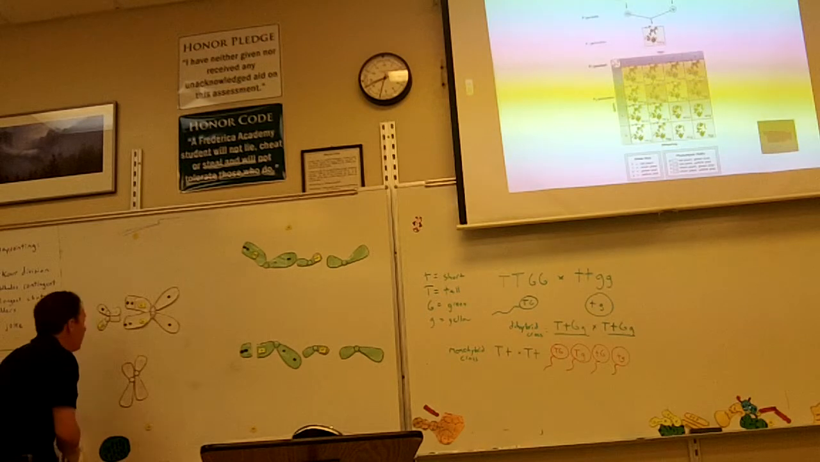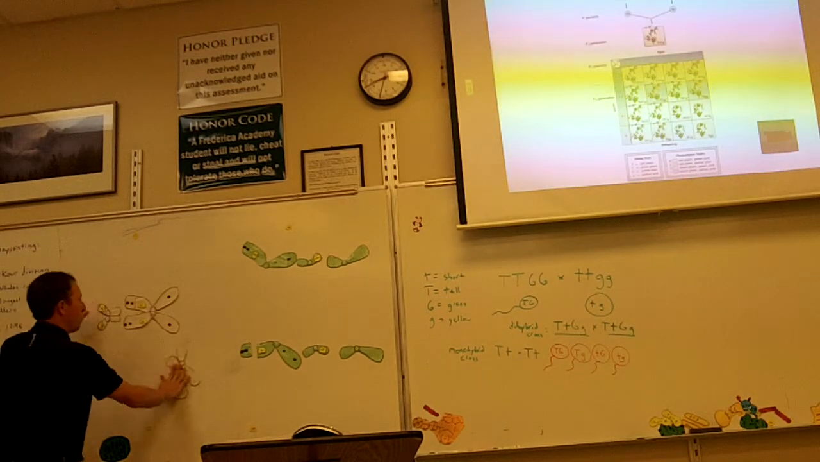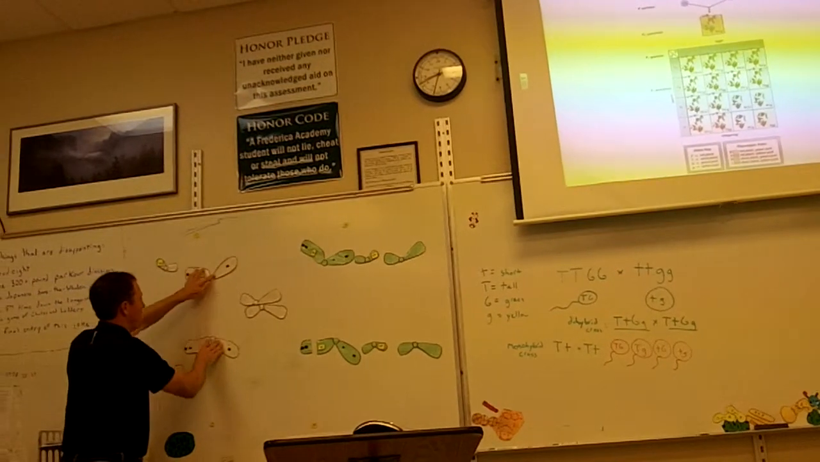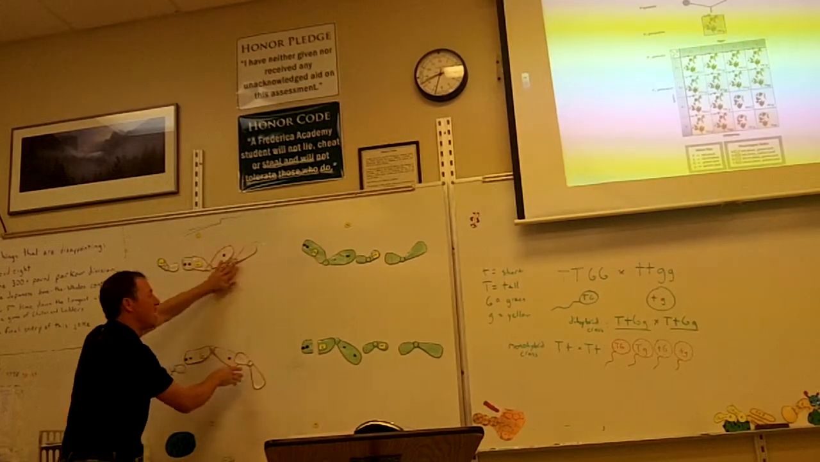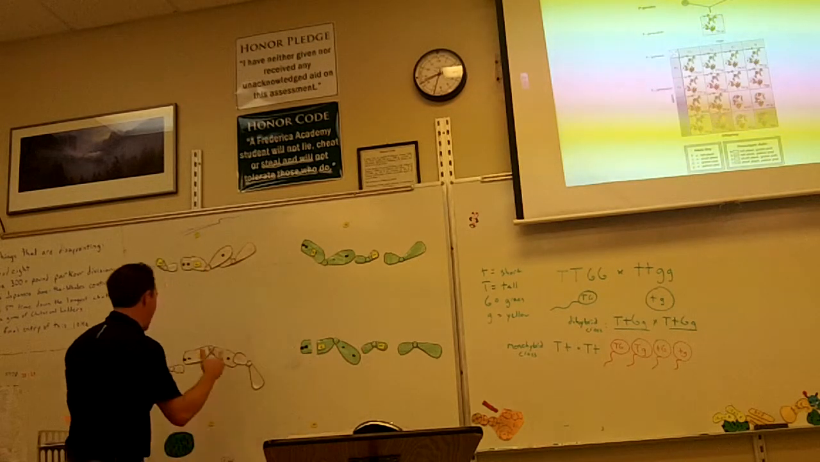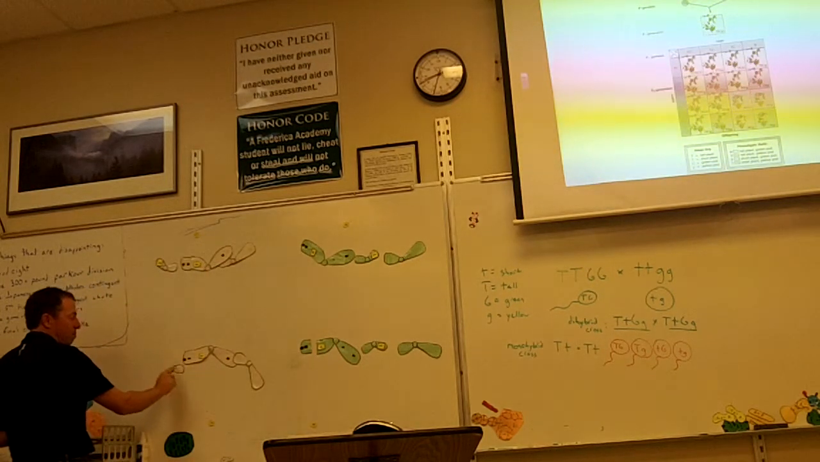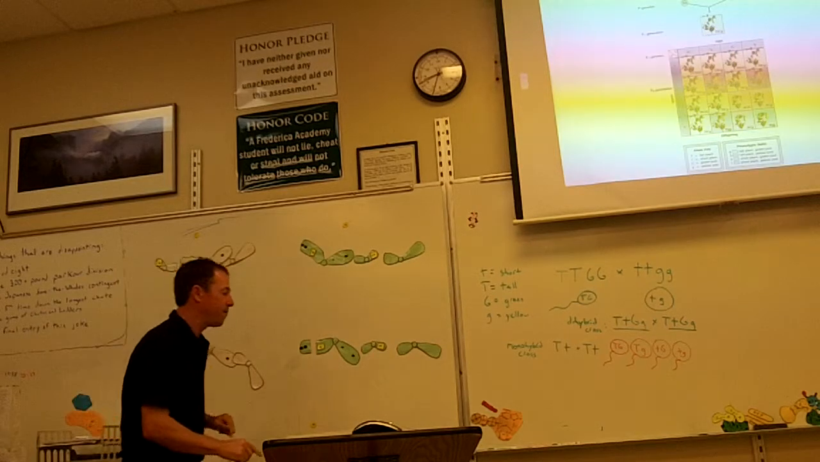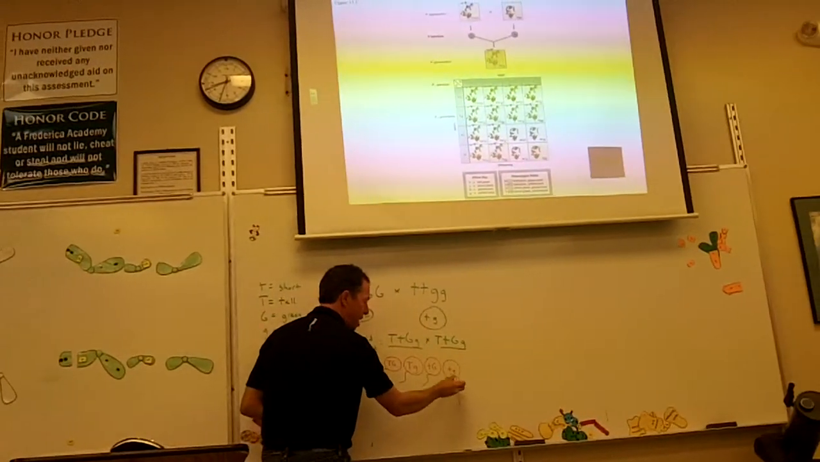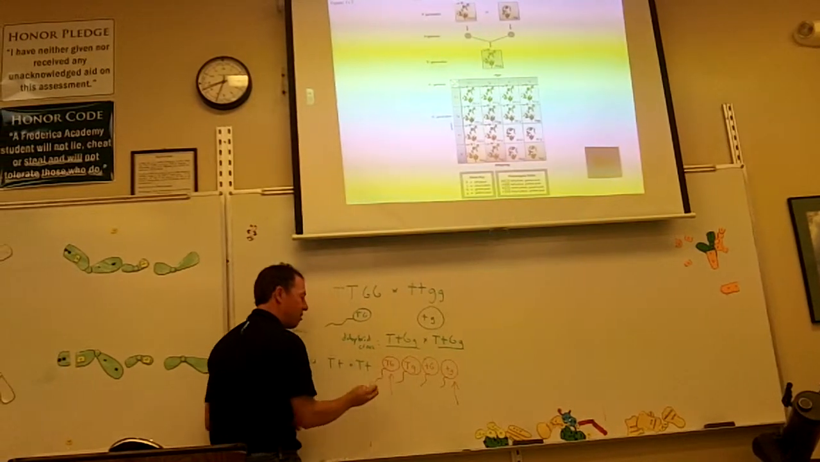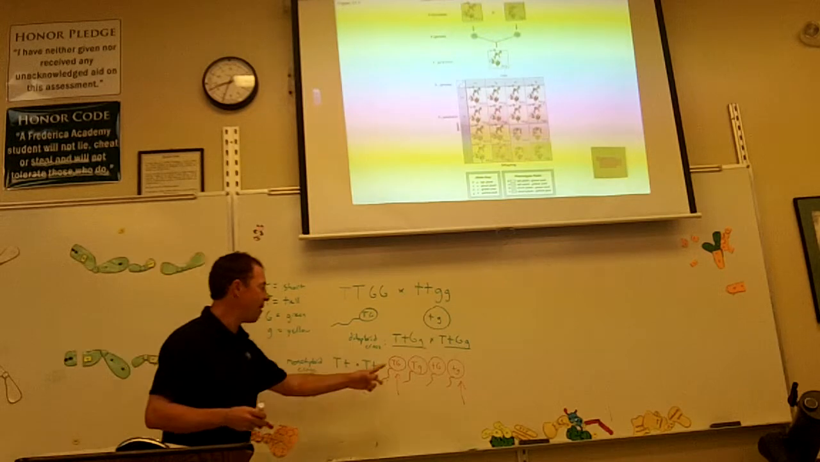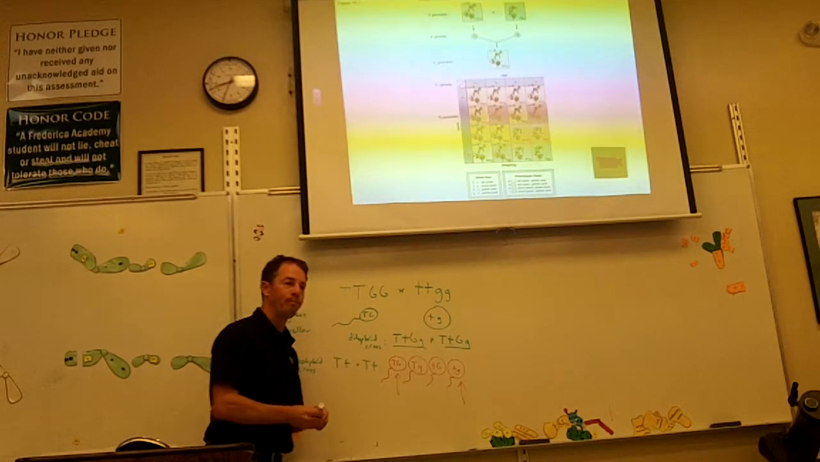And same thing happens over here. One thing hard about these magnets, they want to fall off. And so you can see we end up with a sperm cell that's little t, little g, and a sperm cell that's big G, big T. That's this sperm cell and this sperm cell. How about these two? Where do they come from?